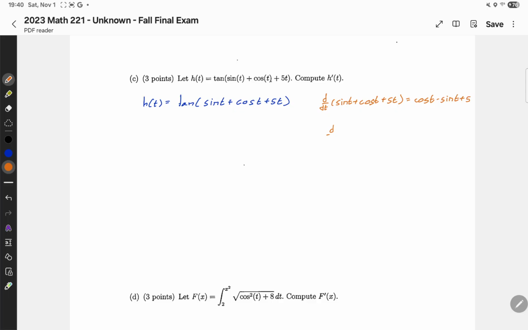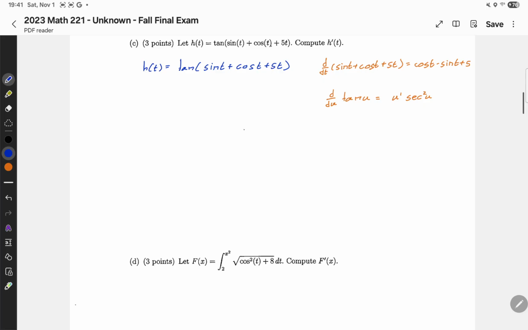And now just remember that the derivative with respect to u of tan u is going to be equal to u prime times secant squared u, just like that. So if we want to look at h prime of t, we're just going to look at u prime, which is going to be this term up here, the cosine t minus sine t plus 5, times secant squared of u, which is just that same thing, the sine t plus cosine t plus 5t, just like that. And that's it.